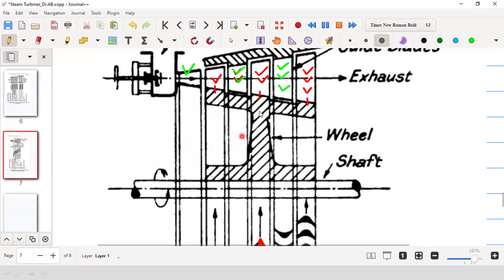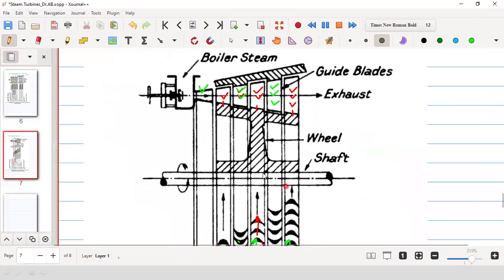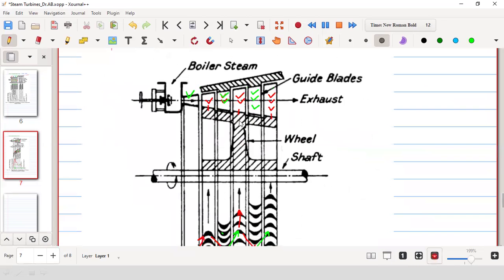So these are basically fixed blades. This is called a 3-row wheel. 3-row means one row, second row, third row. Similar to that, there are 2-row wheels also. Why? Because this is a single wheel, and it has 3 rows of blades. That is why this kind of arrangement is called a 3-row wheel.